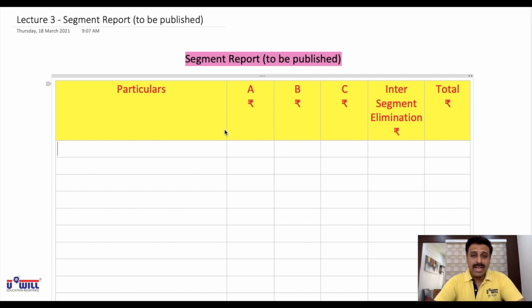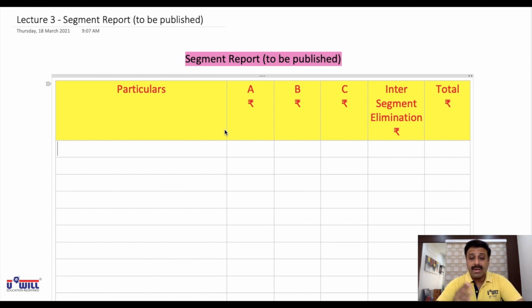In this lecture, we are going to understand how to make a segment report. How will a company make a segment report which is to be published and given to the public in general, shareholders in general. I have made this pro forma of segment report taking 3 segments in consideration, A, B and C. So all of you make the format of this.